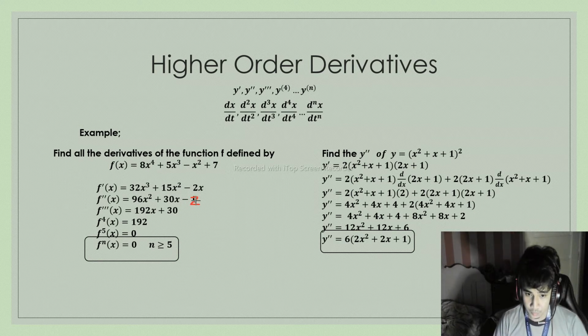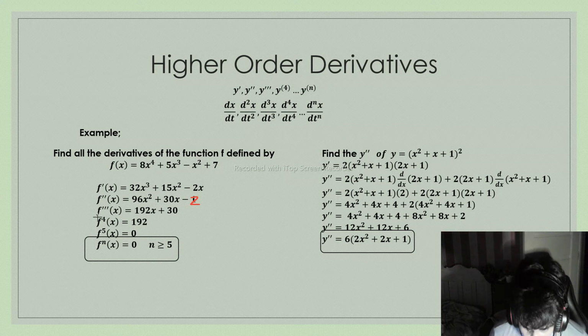negative 2. Mali na naman ako. Excuse me. Tapos, hanapin ulit natin yung derivative para mahanap natin yung derivative niya. So, 192x ang derivative ng 96x squared. Tapos, 30x ay ang 30x and derivative niya ay 30. Tapos, ito na yung third derivative natin.